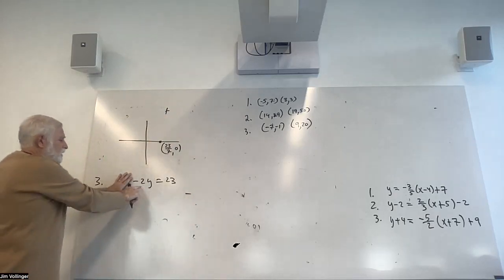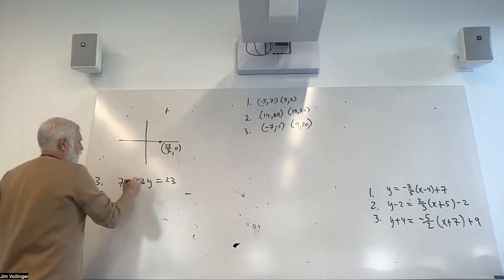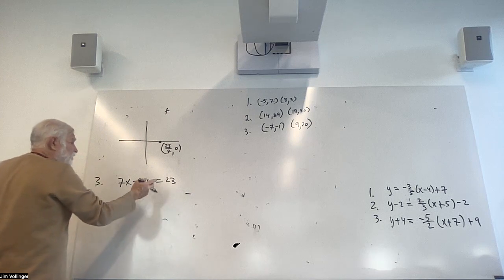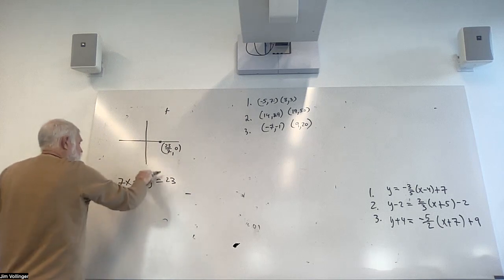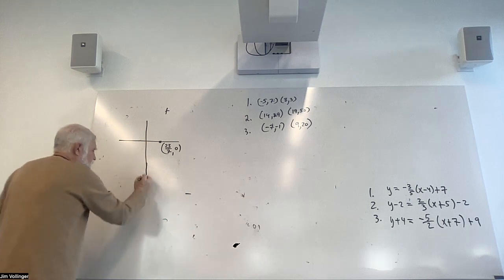Now let's get the y-intercept. So minus 23 over 2, which is near negative 12-ish. So that's 4, 12. It's further down here. It's probably down here.